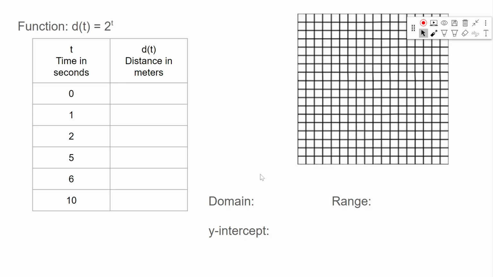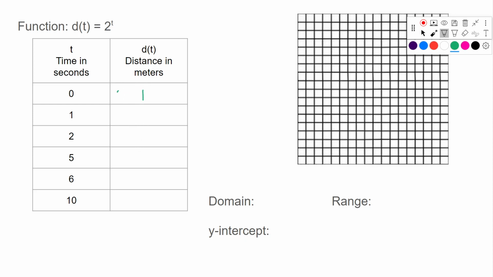And the function for the tortoise's distance was d of t equals 2 to the t power. So its distance covered in any amount of time was always 2 times more than the previous second. Time was in seconds, distance is in meters. So when the race began, the tortoise started at 1 meter.